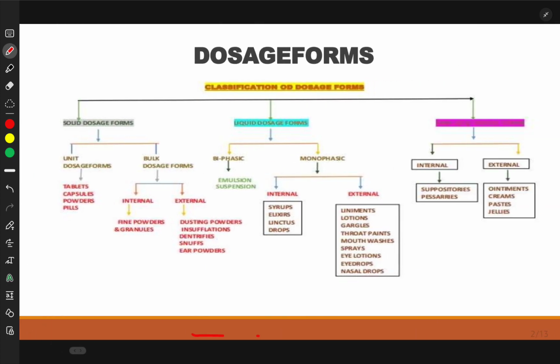First, in this particular video, we are completing the tablets, not a complete chapter. We'll see first some parts. First, the tablet topics. Dosage form. What is a dosage form? Before knowing the dosage form, we should know what a drug is.